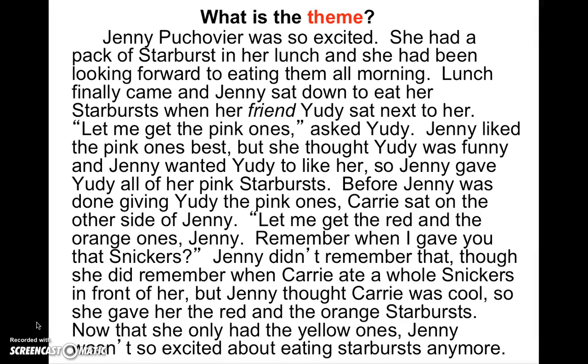Before Jenny was done giving Judy the pink ones, Carrie sat on the other side of Jenny. "Let me get the red and the orange ones, Jenny. Remember when I gave you that Snickers?" Jenny didn't remember that, though she did remember when Carrie ate a whole Snickers in front of her. But Jenny thought Carrie was cool, so she gave her the red and the orange Starbursts. Now that she only had the yellow ones, Jenny wasn't so excited about eating Starbursts anymore.